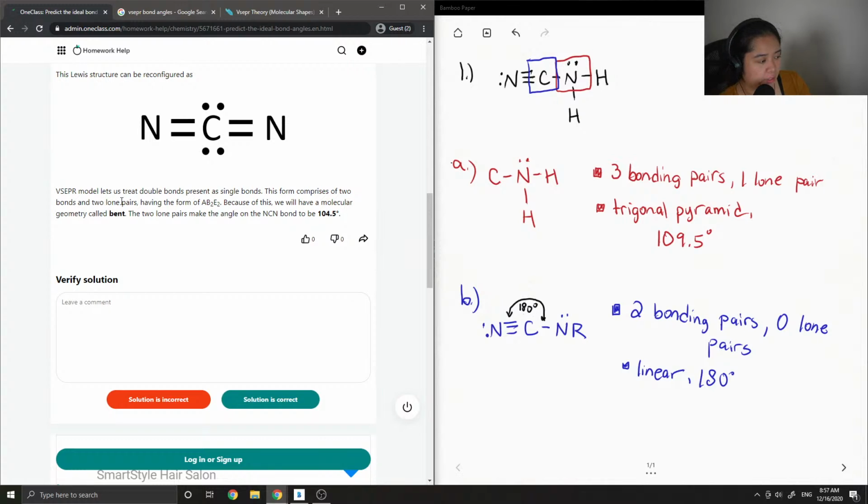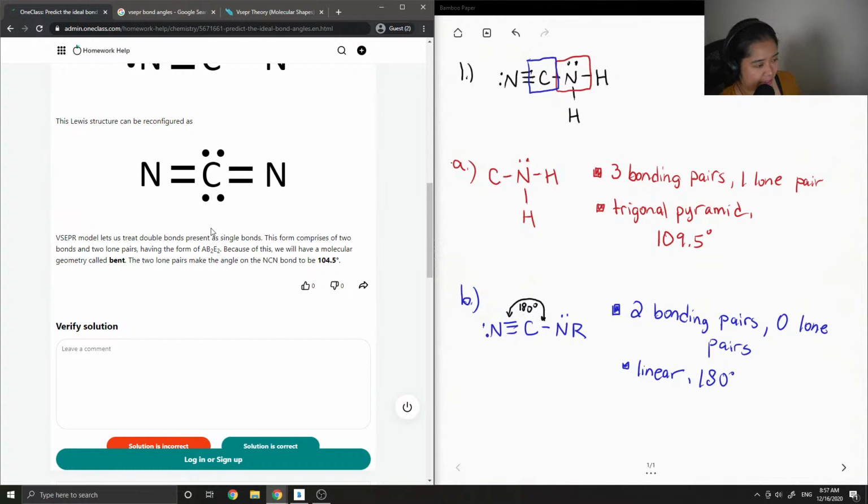The VSEPR model lets us treat double bonds present as single bonds. This form comprises 2 bonds and 2 lone pairs, having the form of AB2E2. Because of this, we will have a molecular geometry called bent. 2 lone pairs make the angle on the nitrogen.